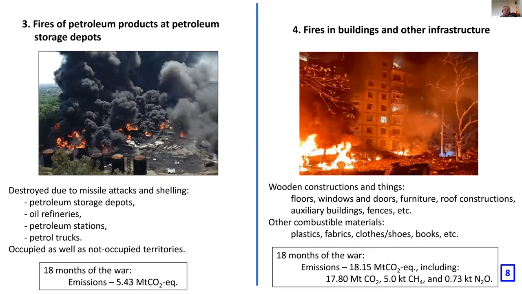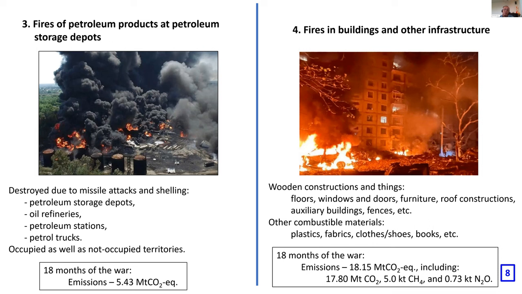The third is emission from fires of petroleum products at petroleum storage depots. All the biggest petroleum storage depots in Ukraine were destroyed by missile attack, both on the occupied territory as well as on the non-occupied territory. At each such depot, the fire lasted several days and burned thousands of tons of petroleum products. What is more, the main oil refineries were destroyed, many petrol stations, many petrol trucks. There is no option to report these emissions, and Ukraine is not responsible for these emissions.